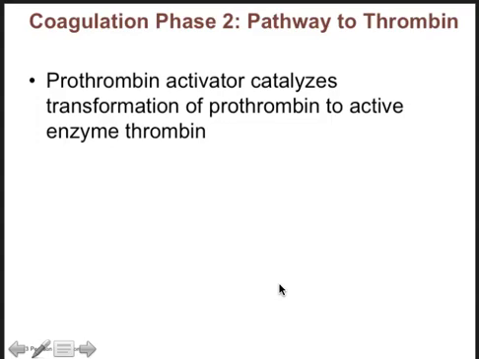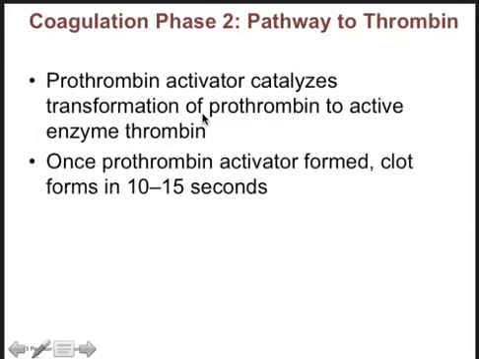Whenever you see the prefix pro in front of the name of a particular enzyme or protein, what it means is that it's in an inactive state. And generally what happens is that it'll be transformed, usually through an enzymatic cleavage, from an inactive to an active state, at which point it is able to either catalyze the chemical reaction in which it's involved, or, in this case, to trigger the clotting cascade. Once prothrombin activator is formed, the clot forms in about 10 to 15 seconds.